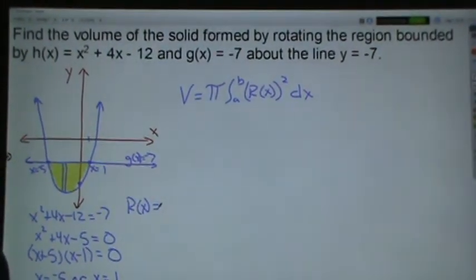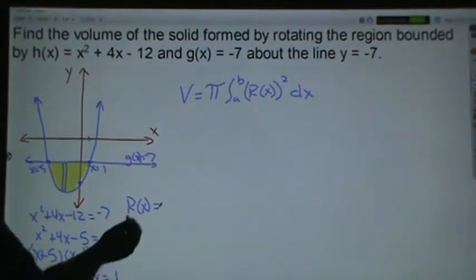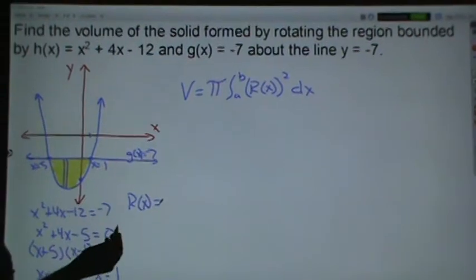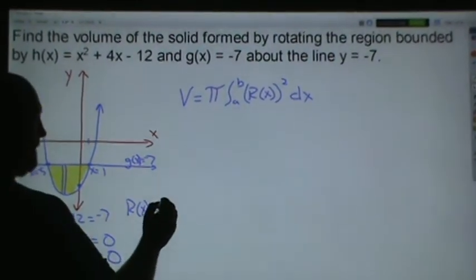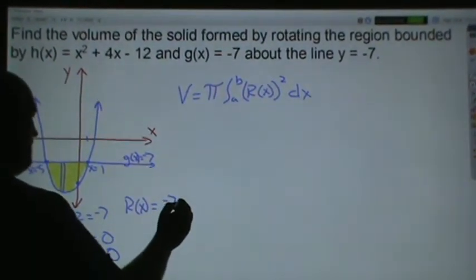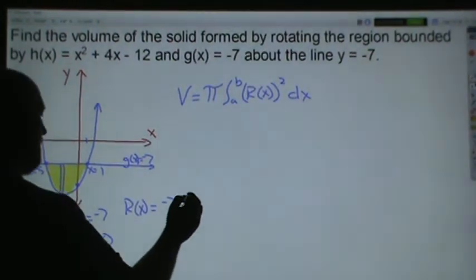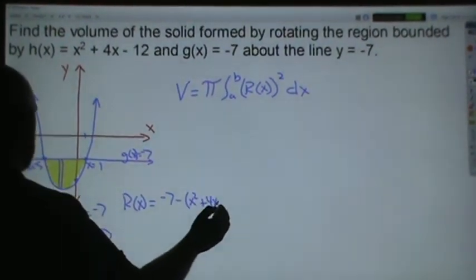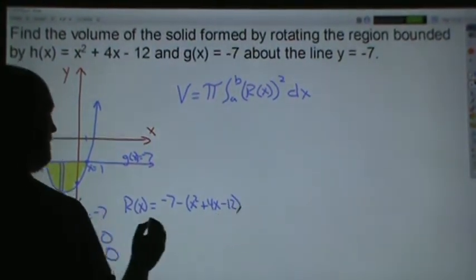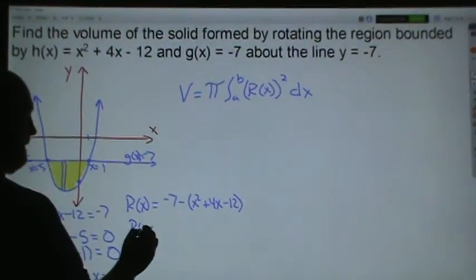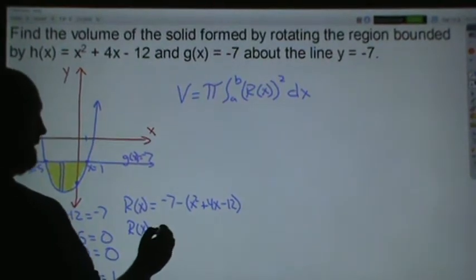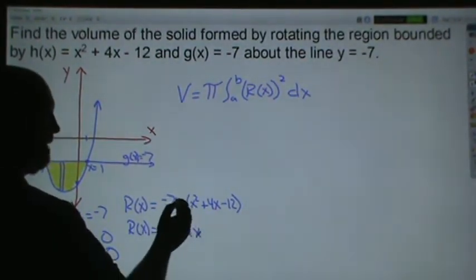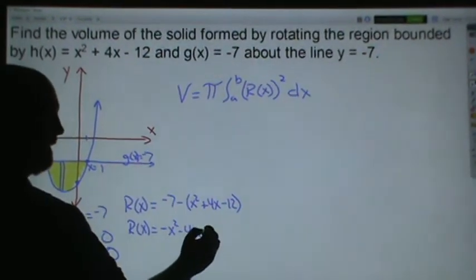We can do the upper curve minus the lower curve, or the lower curve minus the upper curve, because I'm going to square it anyways, so it doesn't matter. But let's say we go upper curve minus, just for the fun of it. So we'll say -7 minus quantity x squared plus 4x minus 1. So if I combine like terms right here, r of x is equal to -x squared minus 4x, and we have minus negative, so that's plus 5.